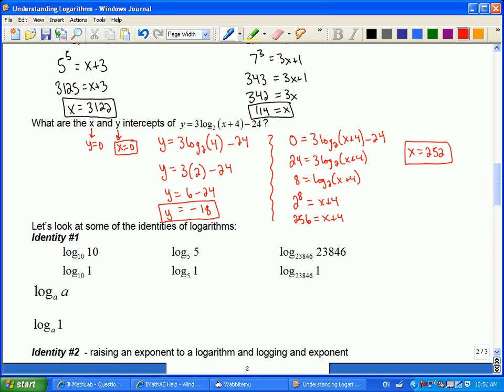So the first identity goes like this. Log base 10 of 10, help me out here. What would that be? 1, yeah. Log base 5 of 5. And log base 23,846 of 23,008. Do you want a calculator for that? It's 1, right? It's basically you're using the same number. So if you have log base a of a, it's just going to be 1. You could simplify that down.